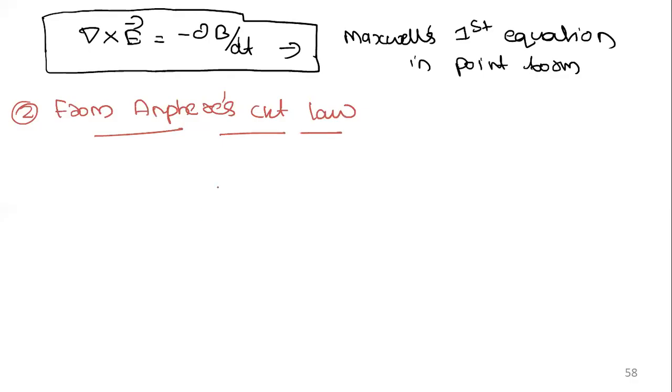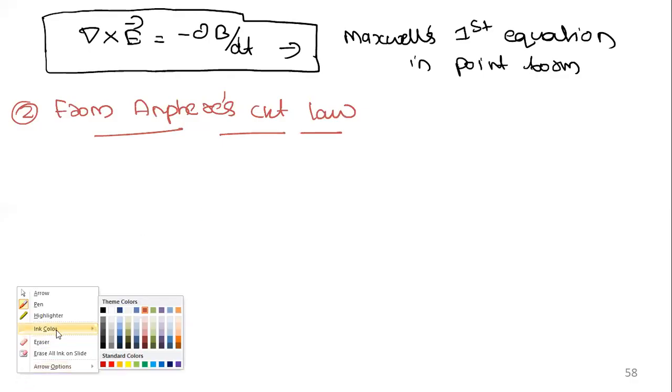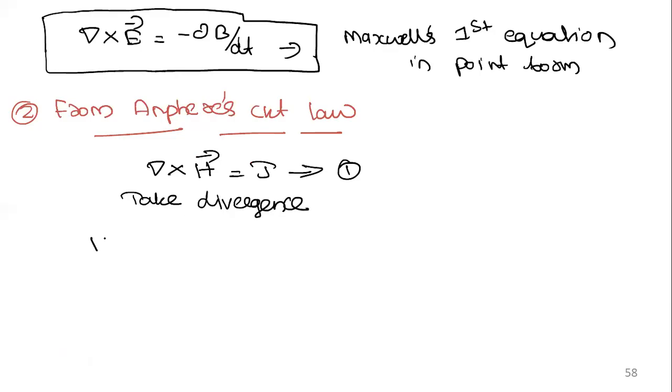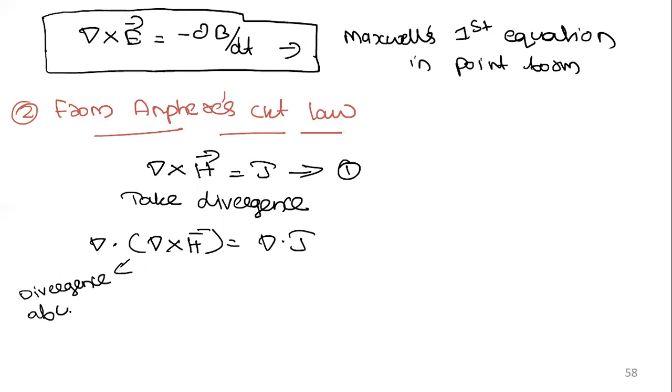So now when we take Ampere's circuit law, we have already obtained an equation. That is, for a static field, we have obtained del cross H is equal to J. I'm not going into the derivation, and also you know this equation, del cross H is equal to J. Now we take the divergence, that makes it del dot del cross H is equal to del dot J. So you know that del dot del cross H is the divergence of curl.